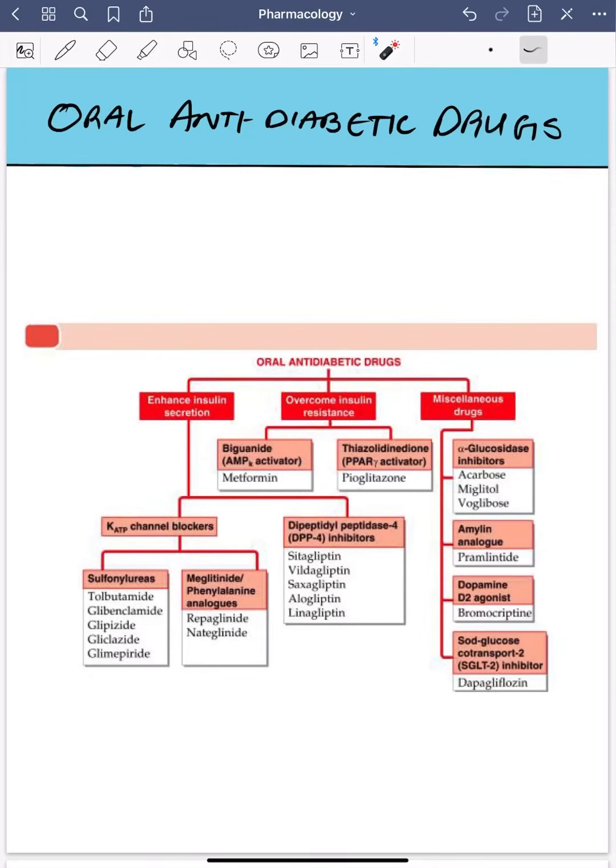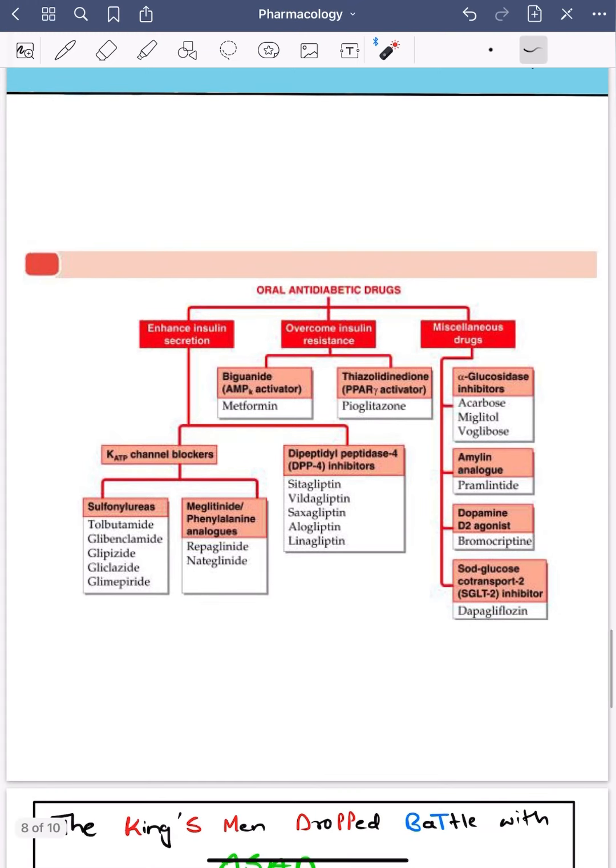In this video, we'll be discussing the oral anti-diabetic drugs. Now, the broad classification of oral anti-diabetic drugs: number 1, the drugs that enhance insulin secretion; number 2, the drugs that overcome insulin resistance; and number 3, certain miscellaneous drugs.